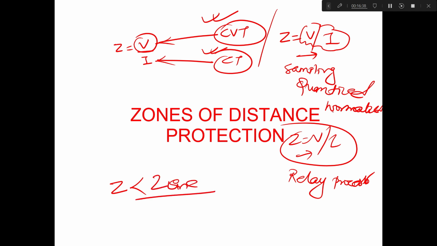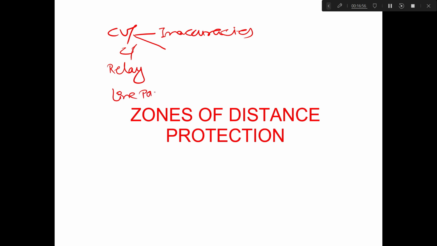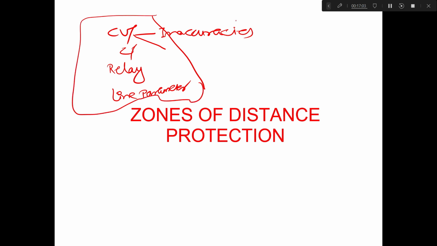After that, it will compare this calculated impedance with the line impedance, and if this is less than the setting, then it will issue a trip command and give you the fault location. So there are generally four parameters: the inaccuracies of CT, CVT, relay processor, and the line parameters.